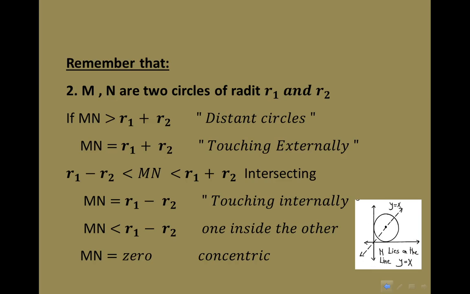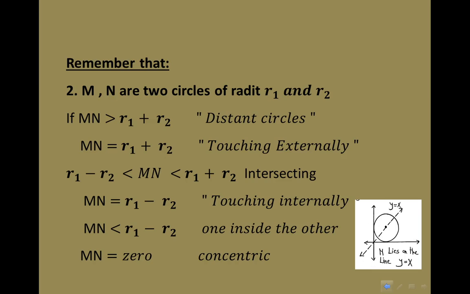Here MN equals R1 minus R2. They are touching internally circles. MN less than R1 minus R2, therefore one circle is inside the other. If MN equals 0, these two circles are called two concentric circles.